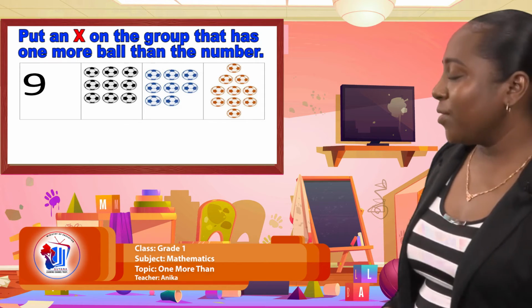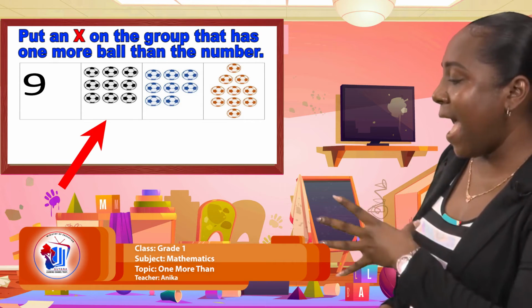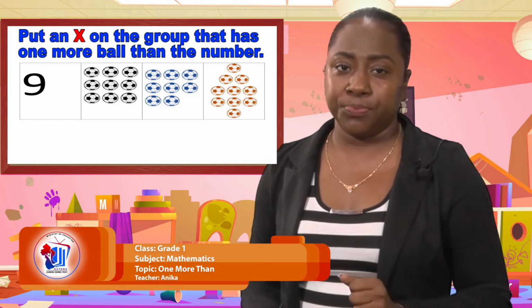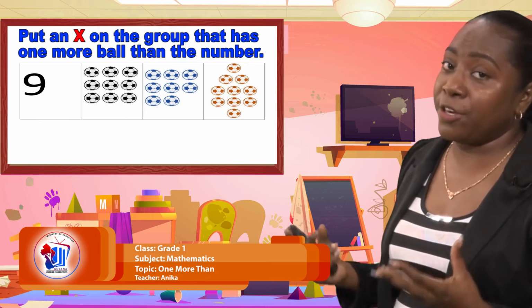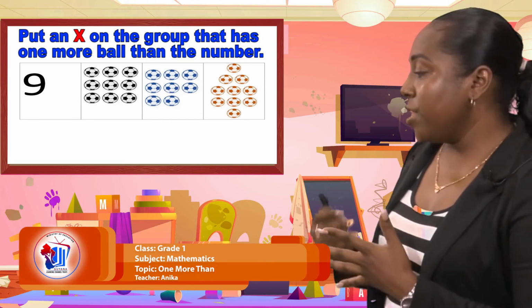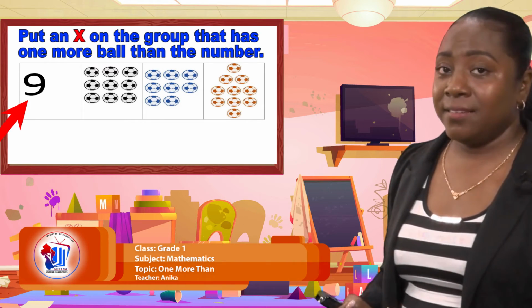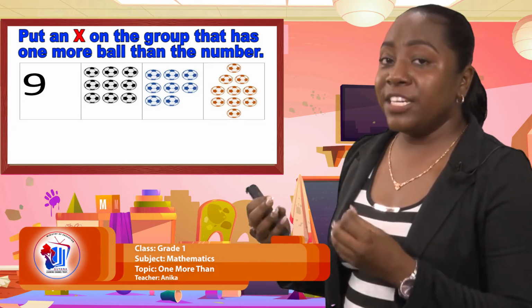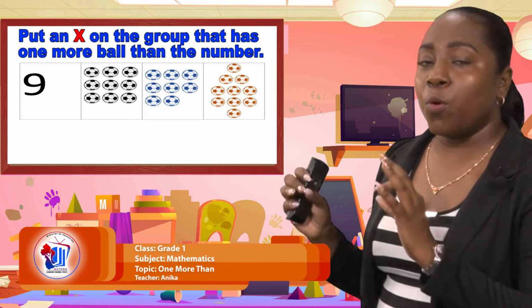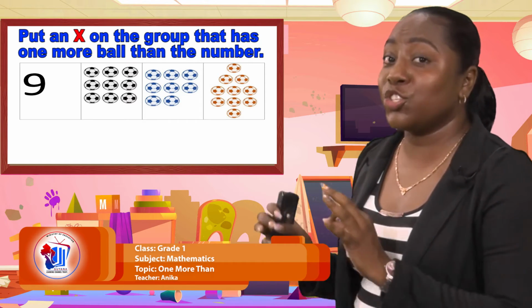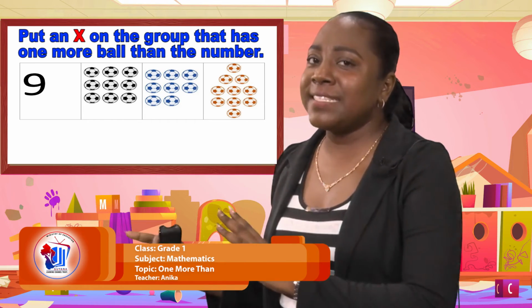Are you ready? All right, so here I have some balls and I group them. So we have some black, some blue, and we have some orange. Our number is the number 9. Now I want you to identify the group or put an X on the group that shows 1 more ball than 9. So if our number is 9, we need to ensure that when we count these balls in their respective groups, we can come up with the correct answer that shows 1 more than 9.